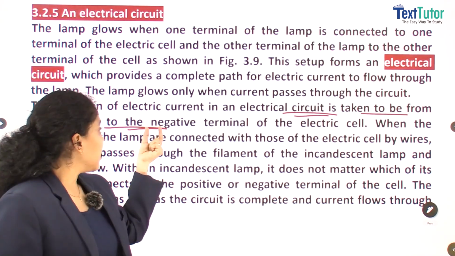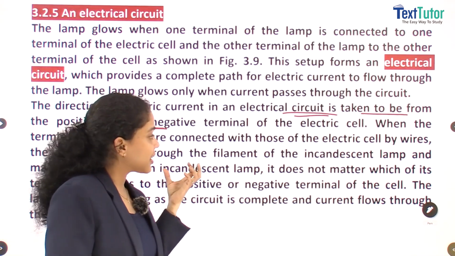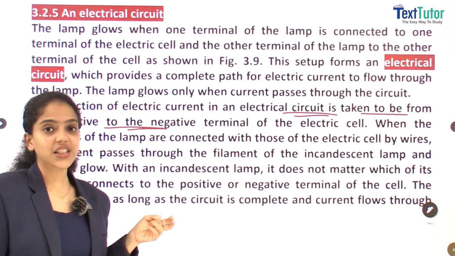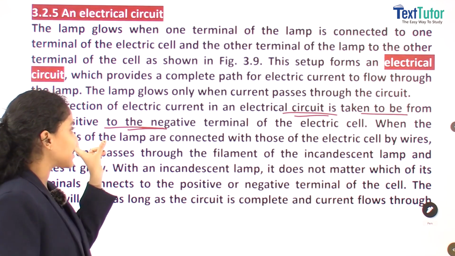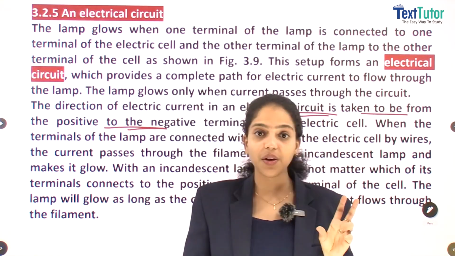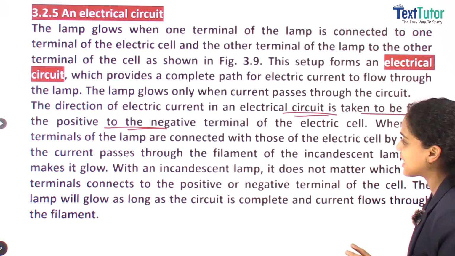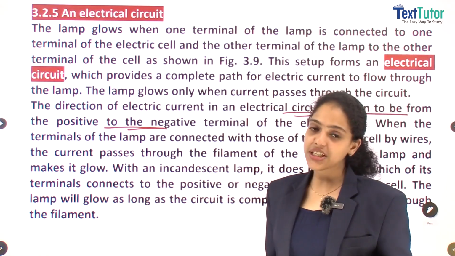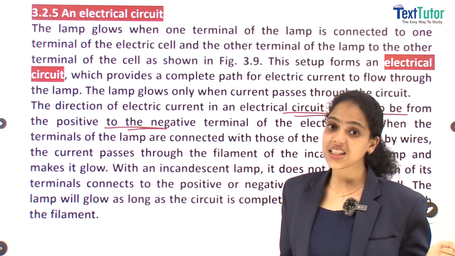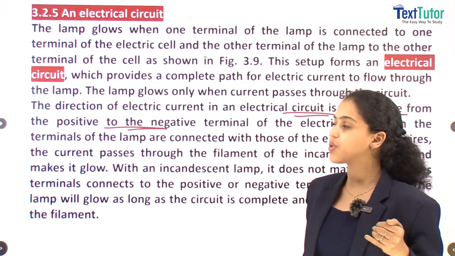The electric current in a circuit flows in the direction from positive to negative. The direction of electric current in a circuit is taken to be from the positive to the negative terminal.